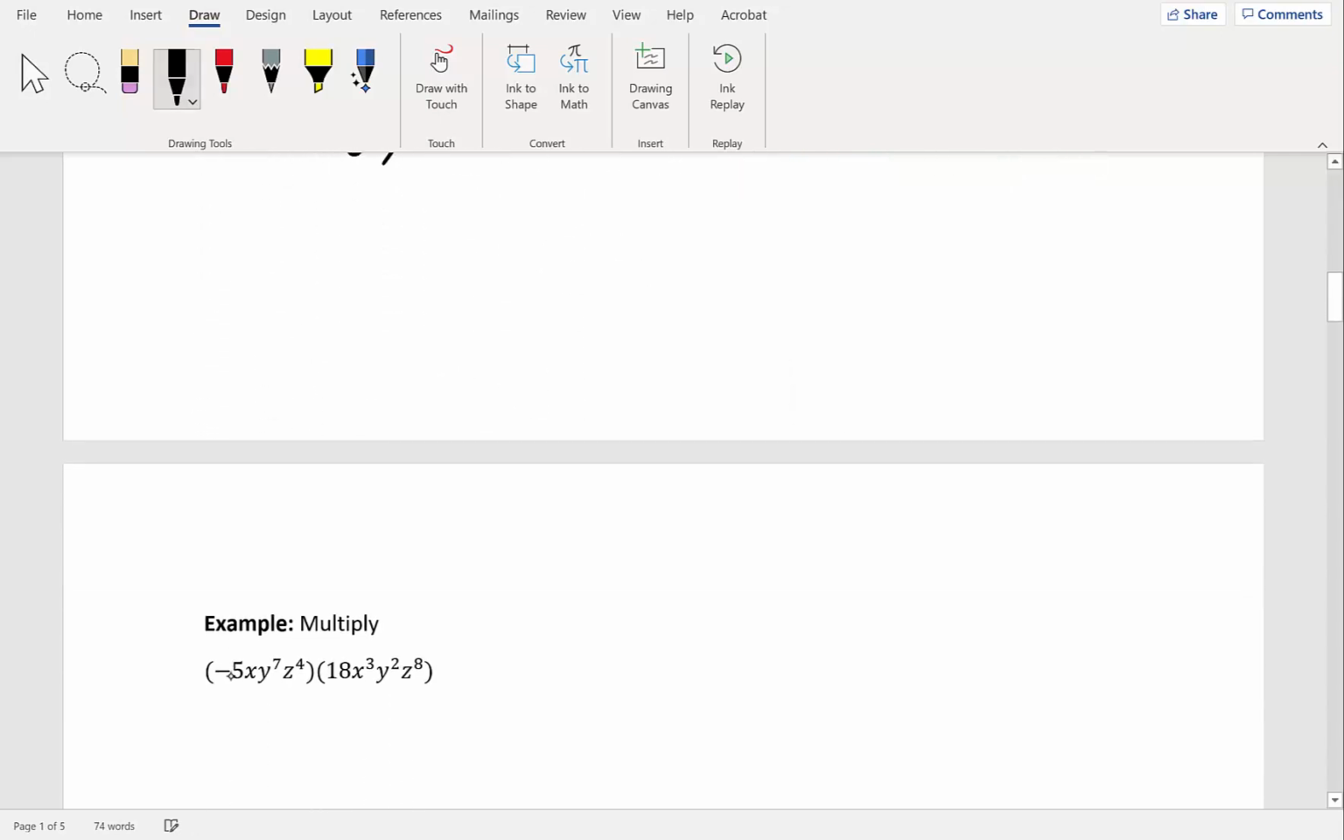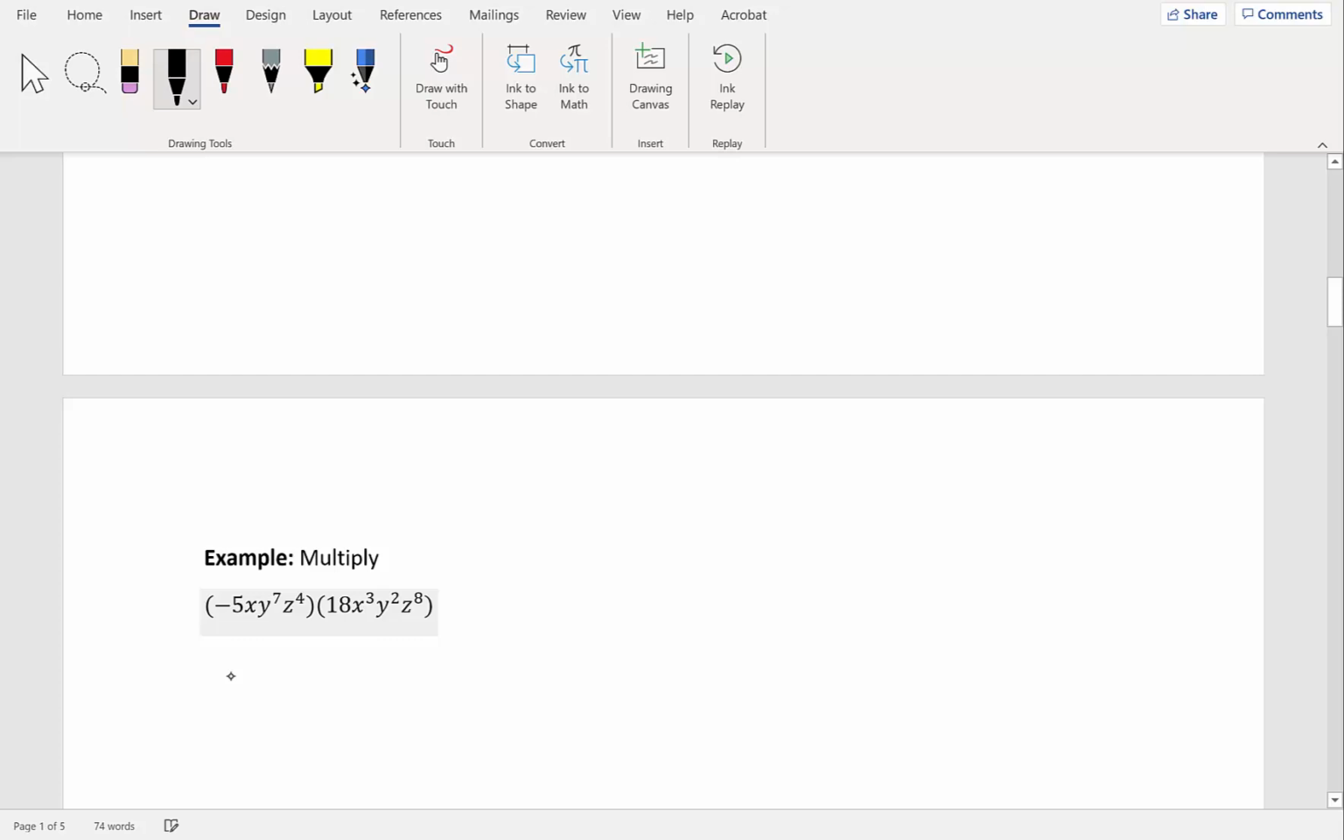Let's take a look at another example. We're going to multiply negative 5x y to the 7th z to the 4th times 18x to the 3rd y to the 2nd z to the 8th. First, let's go ahead and multiply the coefficients with each other. Negative 5 times 18 gives us negative 90. Now multiply the x's. x times x to the 3rd gives us x to the 4th. Then y to the 7th times y to the 2nd gives me y to the 9th. And then z to the 4th times z to the 8th gives me z to the 12th. And now we just multiply these two monomials with each other.